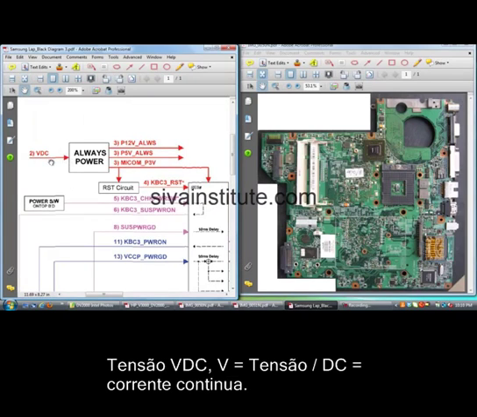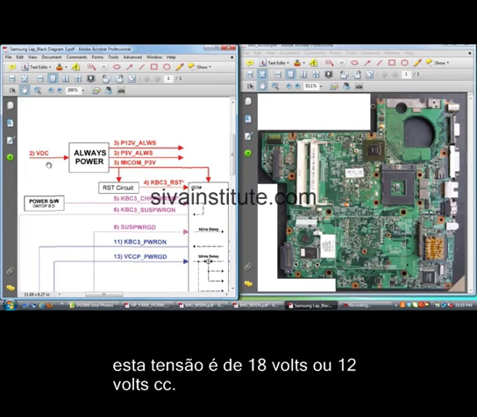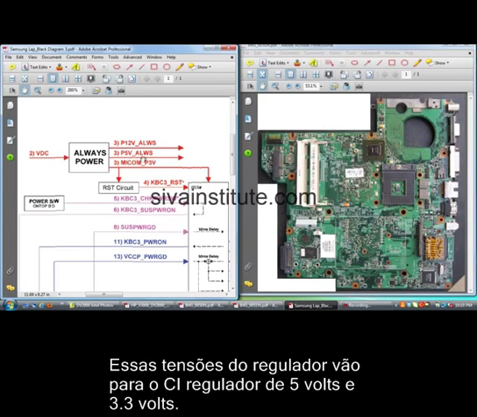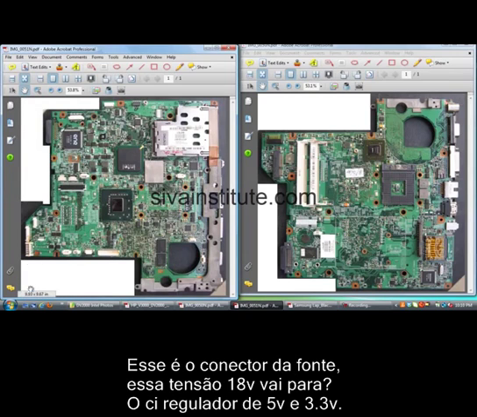Number 2, VDC, voltage DC. This is 18 volts or 12 volts DC. This voltage comes from the adapter, the DC adapter connector, or the battery connector. It is always present. This regulated voltage goes to 5 volts and 3.3 volts. This voltage goes to the 5 volts and 3.3 volts regulator IC. This is the DC adapter connector.